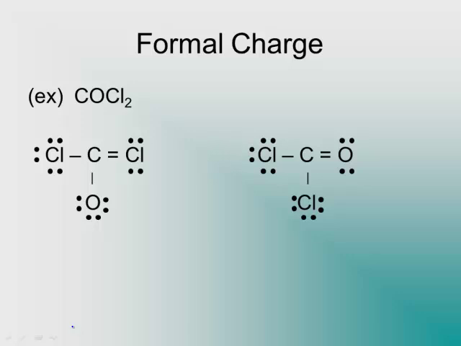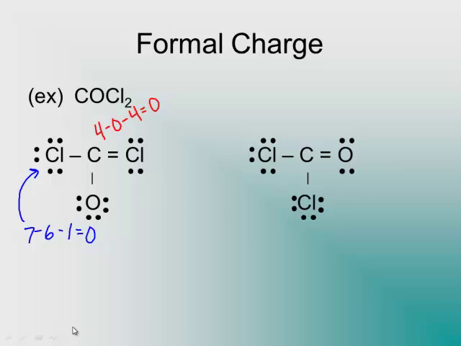In the structure on the left, the chlorine on the far left, formal charge will be calculated by 7 valence electrons minus 6 non-bonding electrons minus 1 bond for a formal charge of 0. Looking at carbon, it has 4 valence electrons minus 0 non-bonding electrons minus 4 bonds for a formal charge of 0 as well.